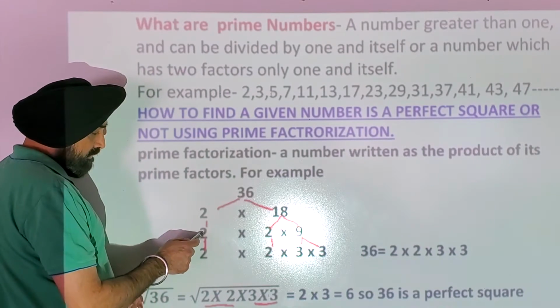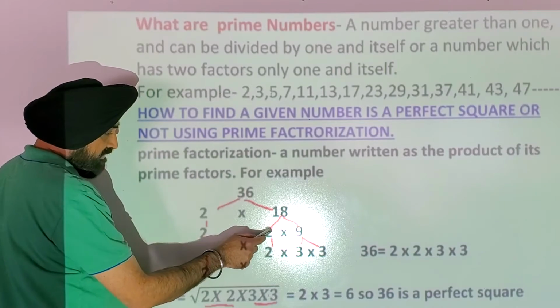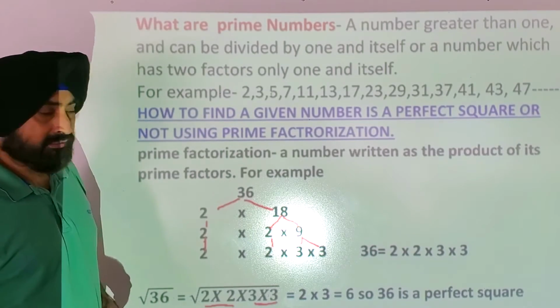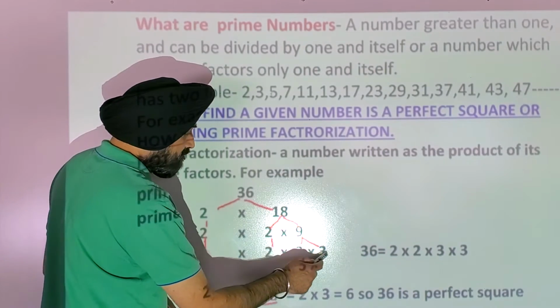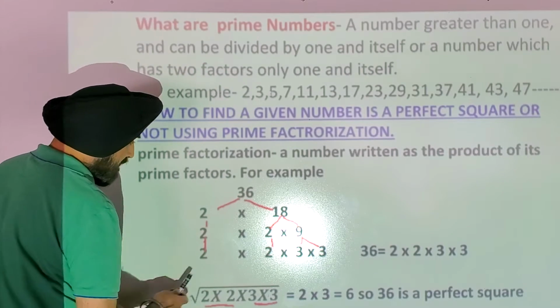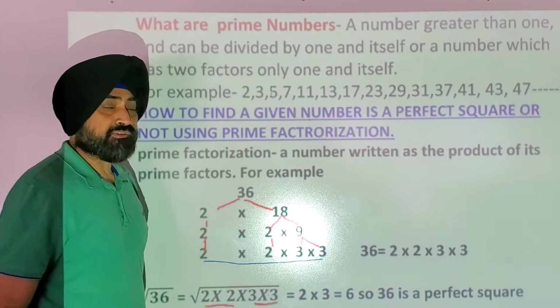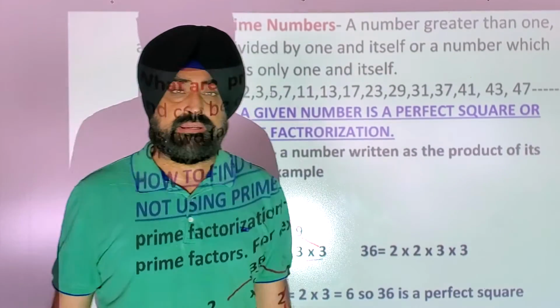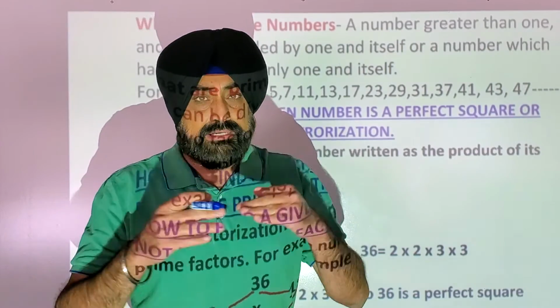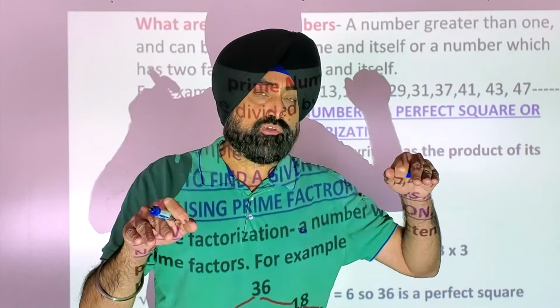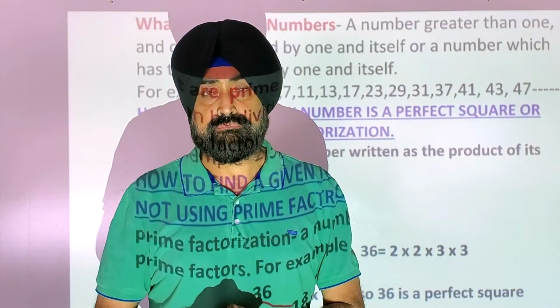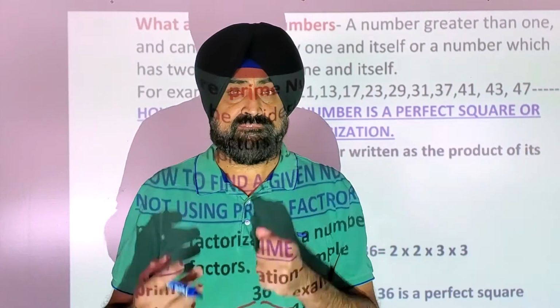Next step, this is a prime number, write 2 as it is. This is also a prime number, write it as it is. Now 9 can be written as 3 times 3. Now if you see the last line, all numbers are prime numbers. So when any number is given and we split it up, and the final line shows only and only prime numbers, that is called prime factorization.